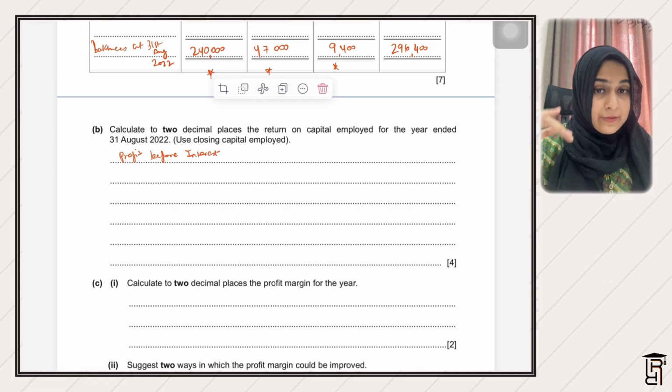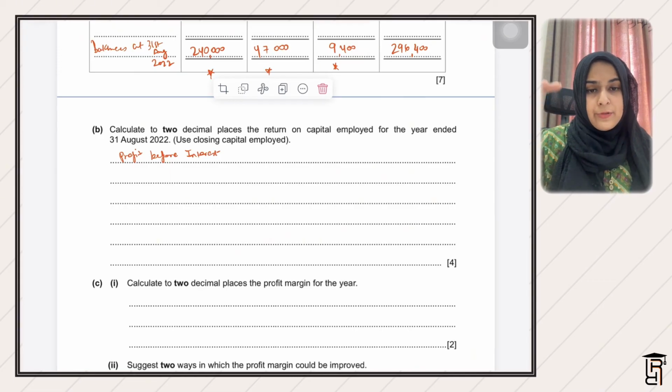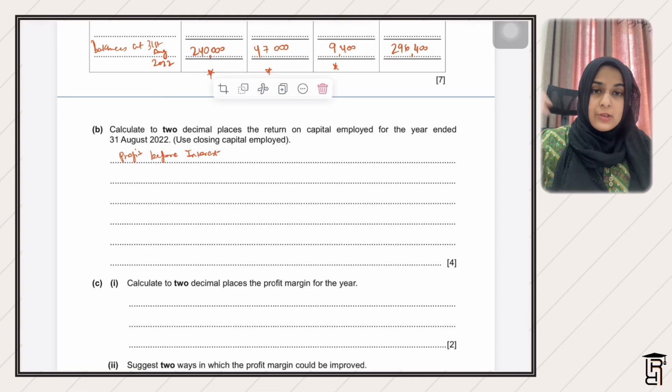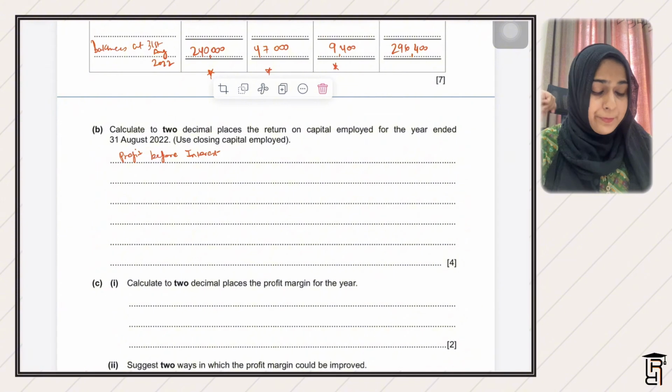If you know the income statement format, we have revenue minus cost of sales gives us gross profit, and then you add other incomes. So that is going to improve your profit margin if you try to have more other incomes, or you need to control the other expenses which we subtract in the income statement. So if these other expenses are controlled, your profit will increase. So that is also going to improve your profit margin.